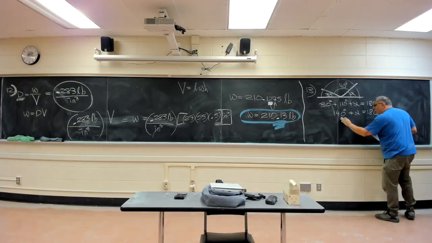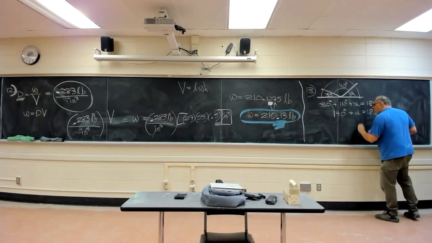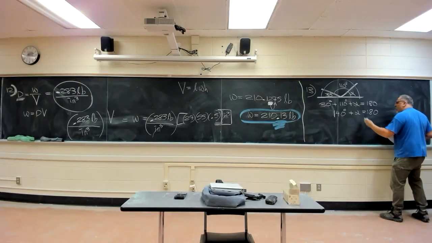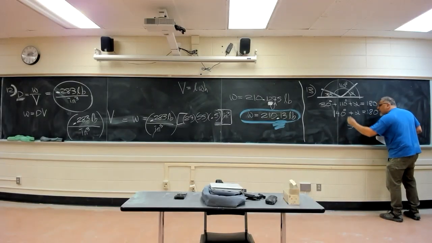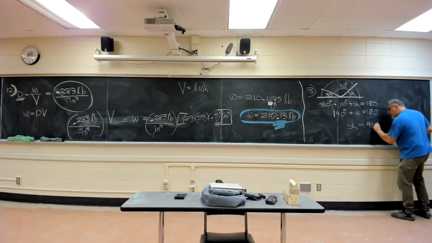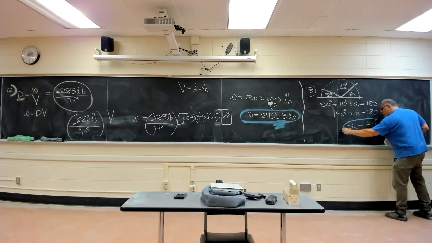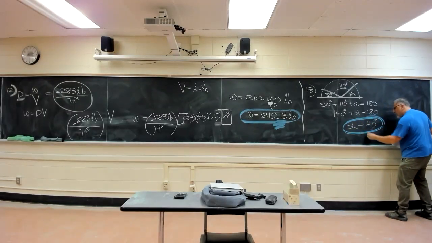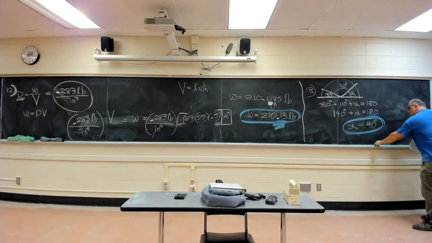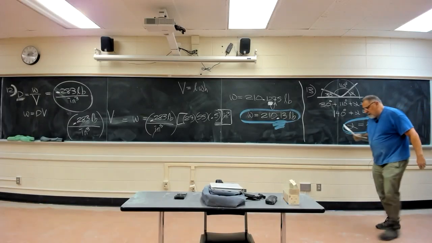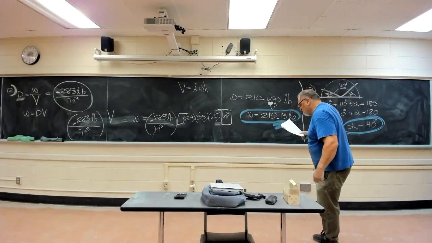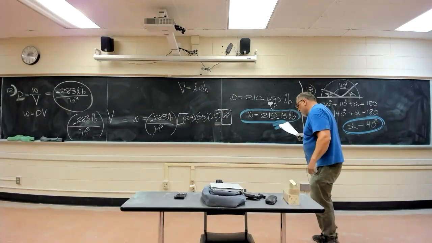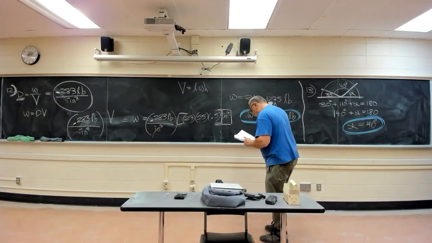What number added to 140 gives you 180? You know x is going to be equal to 40. Subtract 140 on each side, x is going to be equal to 40. 40 plus 140 is 180. So there it is. Let's go to 14.